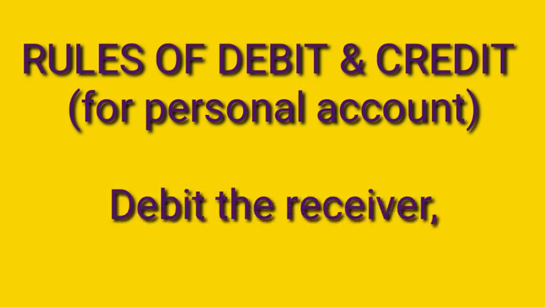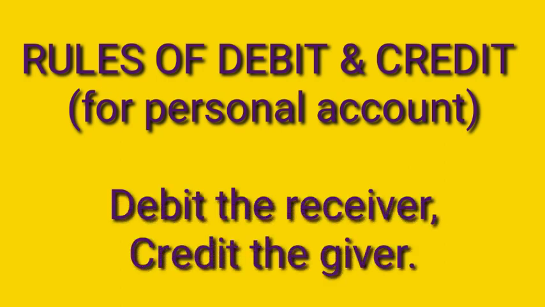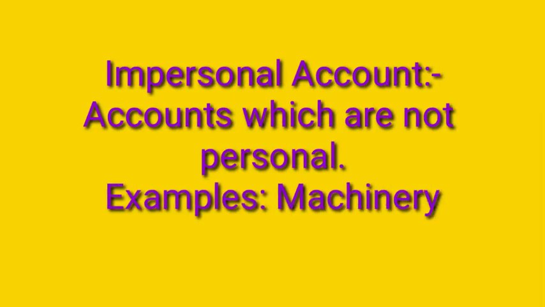Now let us start with the rule of personal account. Personal means there are persons. So a person may be the giver or the receiver. The rule which we need to follow is: debit the receiver and credit the giver. So the person who is receiving, his account is to be debited, and the person who is giving, his or her account is to be credited.